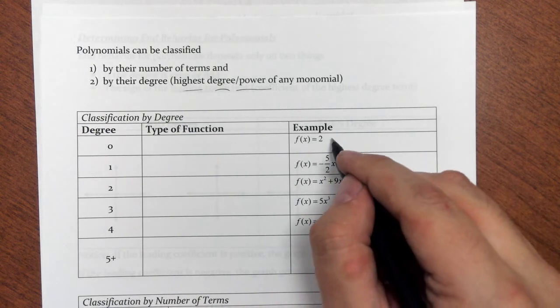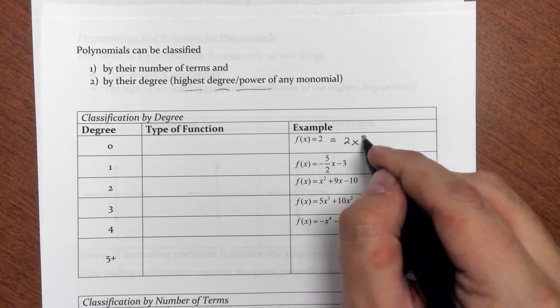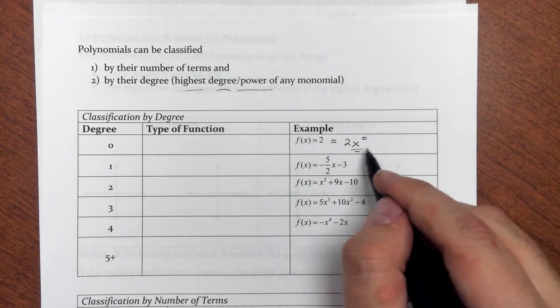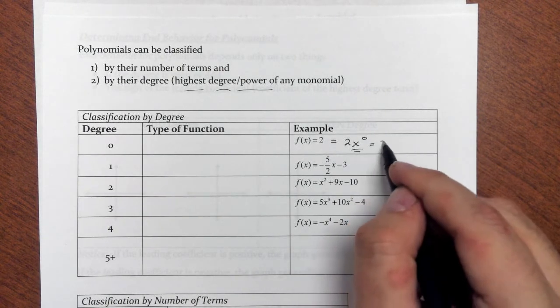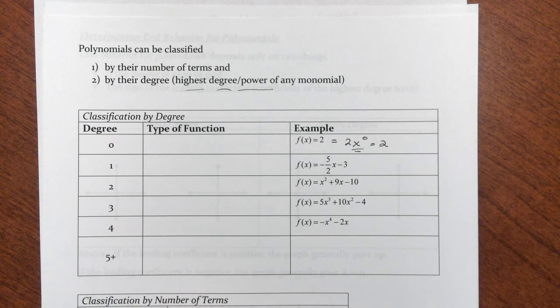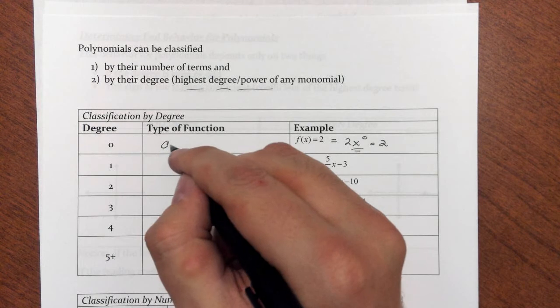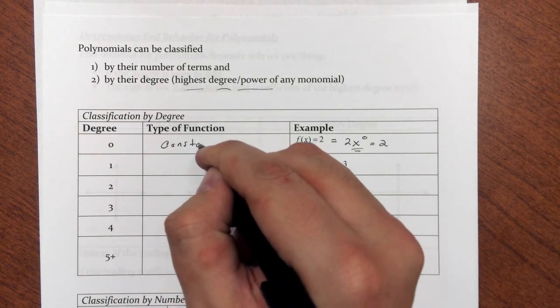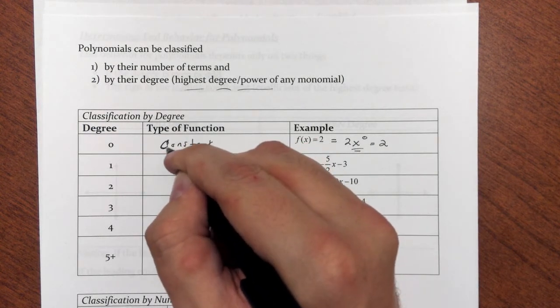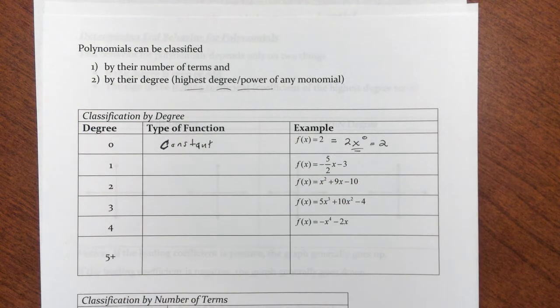Why is this degree 0? Well, it's 2x to the 0. As we discussed, anything to the 0 power is 1, so this says 2 times 1, which is just 2. All right, well 2 is just a constant. So this is called a constant function. That's a C. Closed it too much. That's a constant function.